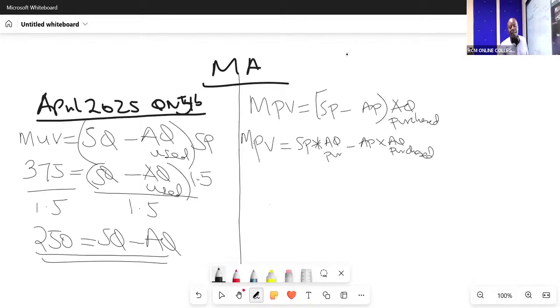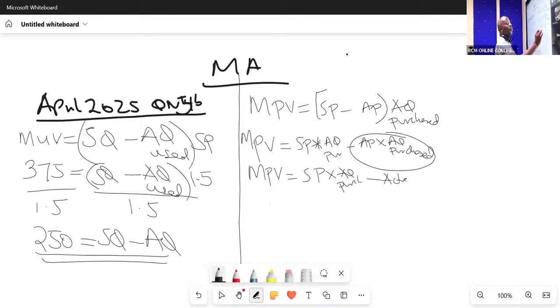Is that okay? Can somebody give me the name of this? When you take actual price per kilogram times actual quantity, you get actual material cost. So I can write this very well: MPV equals SP times AQ purchased, but now here I say minus actual material cost, like that.